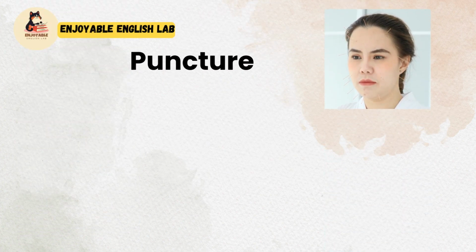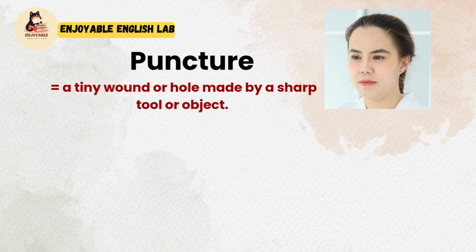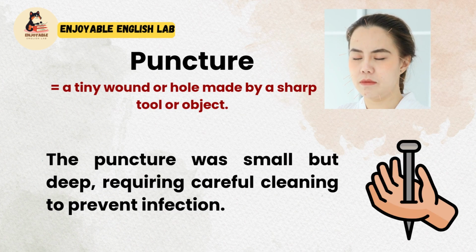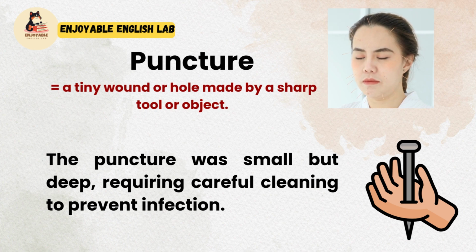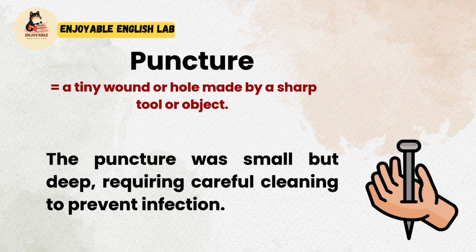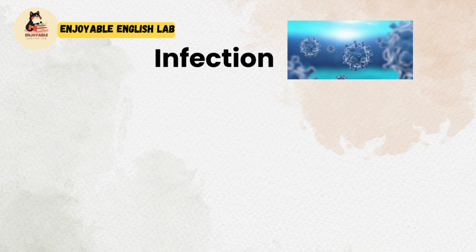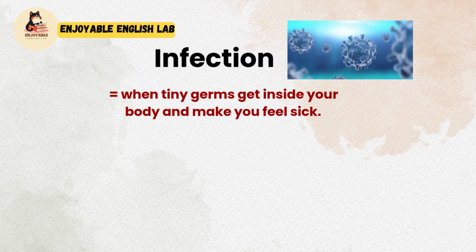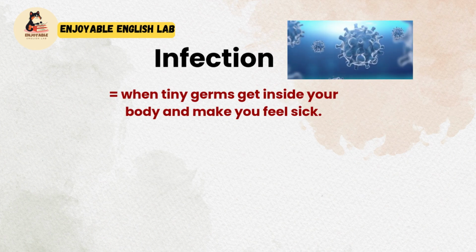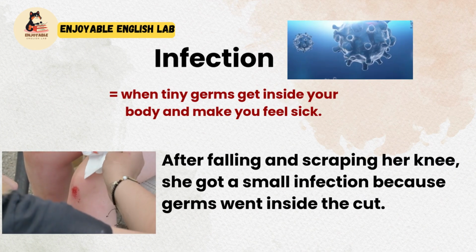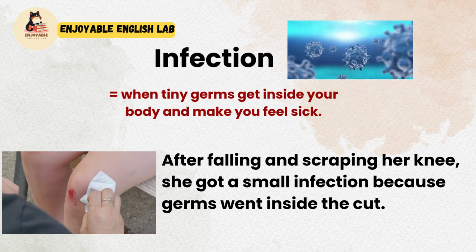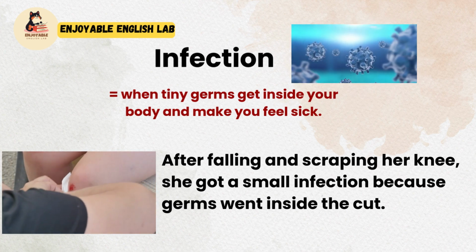Puncture. A puncture is a tiny wound or hole made by a sharp tool or object. For example, the puncture was small but deep, requiring careful cleaning to prevent infection. Infection. An infection is when tiny germs get inside your body and make you feel sick. For example, after falling and scraping her knee, she got a small infection because germs went inside the cut.